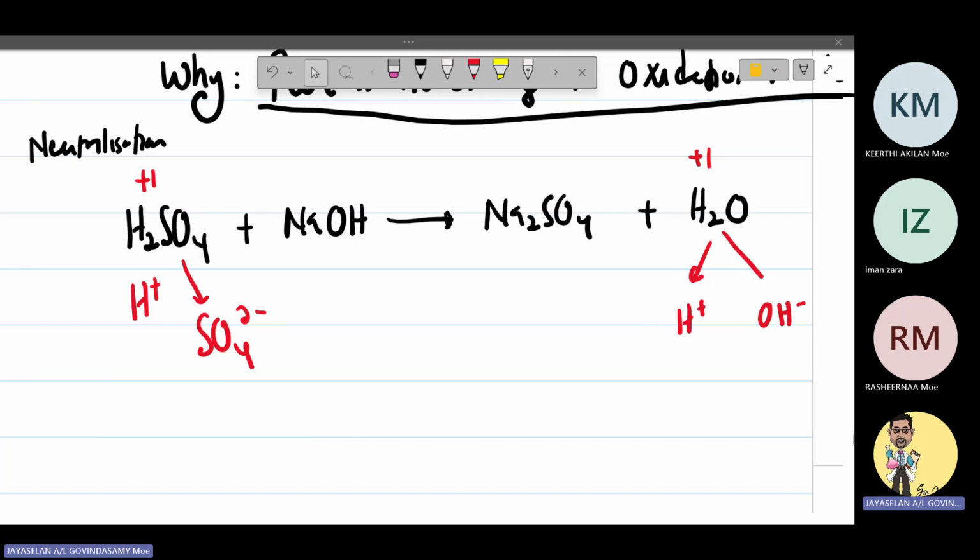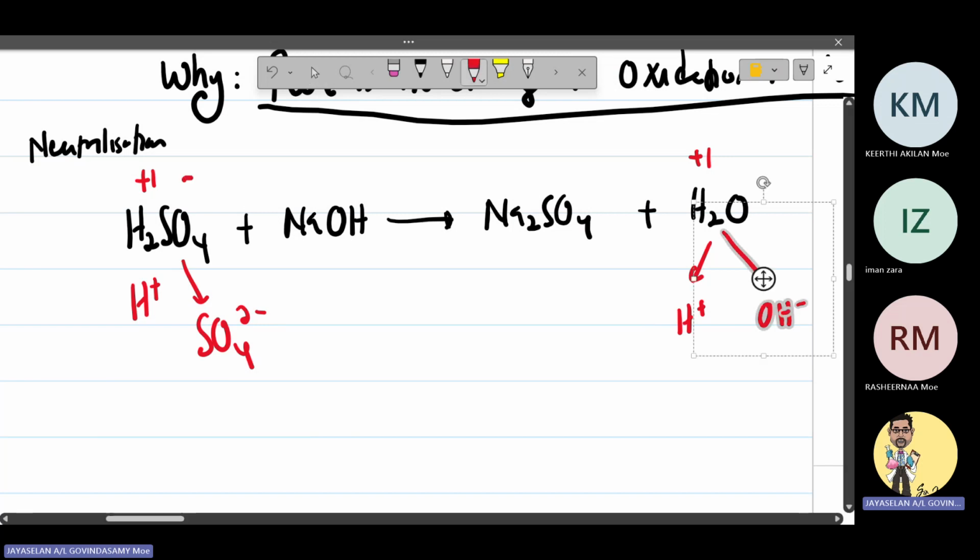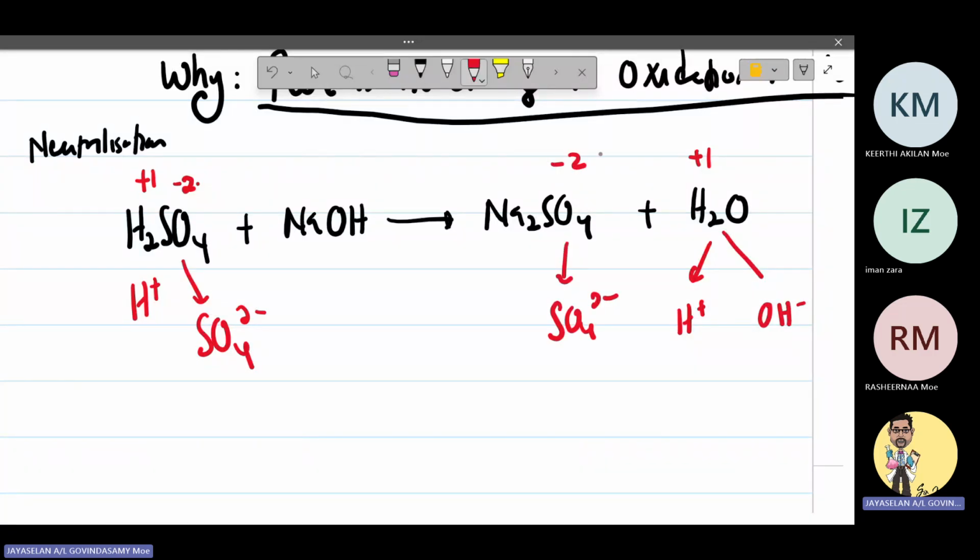Okay, so sulfate ion, this one, right? So, okay, 2 negative. Sulfate ion, SO4, 2 negative. So negative 2, no changes. Sodium ion, Na positive. So this is positive 1. Here also positive 1. You can do the calculation.